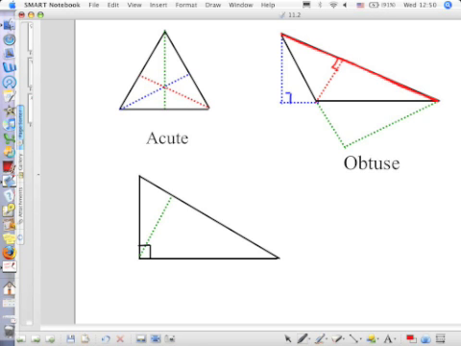Make sense? Okay. In a right triangle, if this is the base, what's the height? The other leg. Okay? Not the hypotenuse. The other leg. If this is the base, what's the height? The other leg, because the base and the height have to be perpendicular to each other. If I use this as the base, now my height is found inside. Okay?